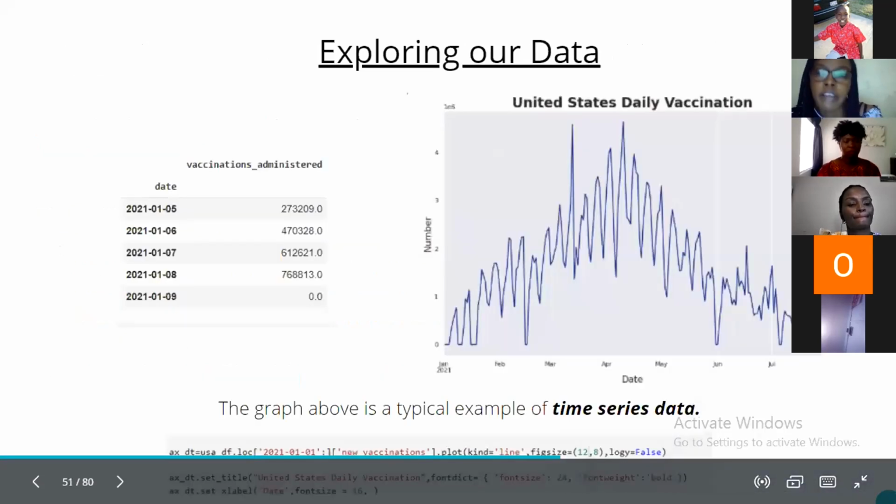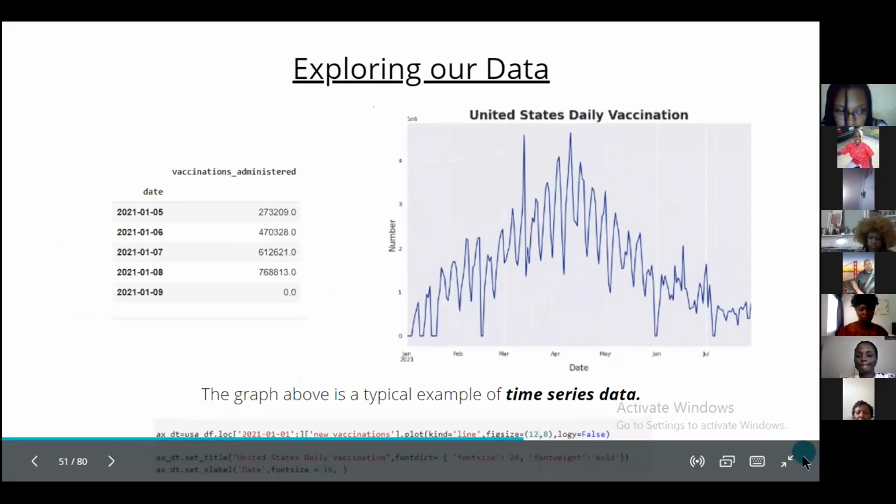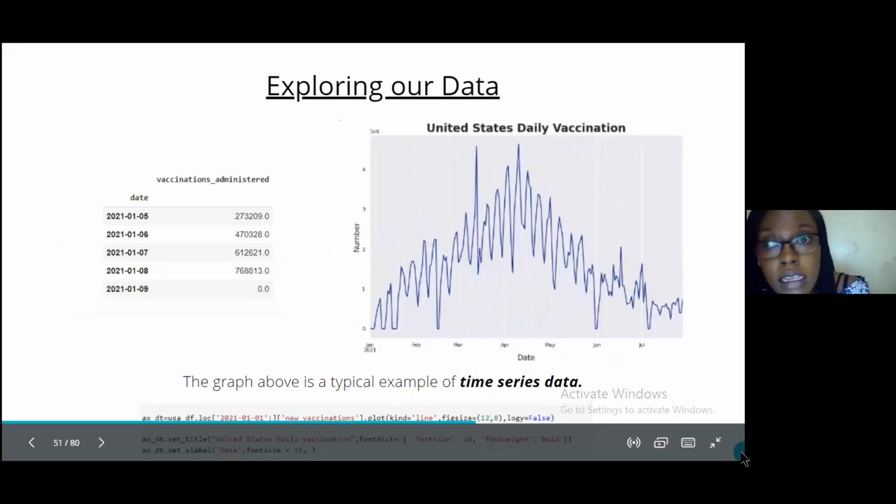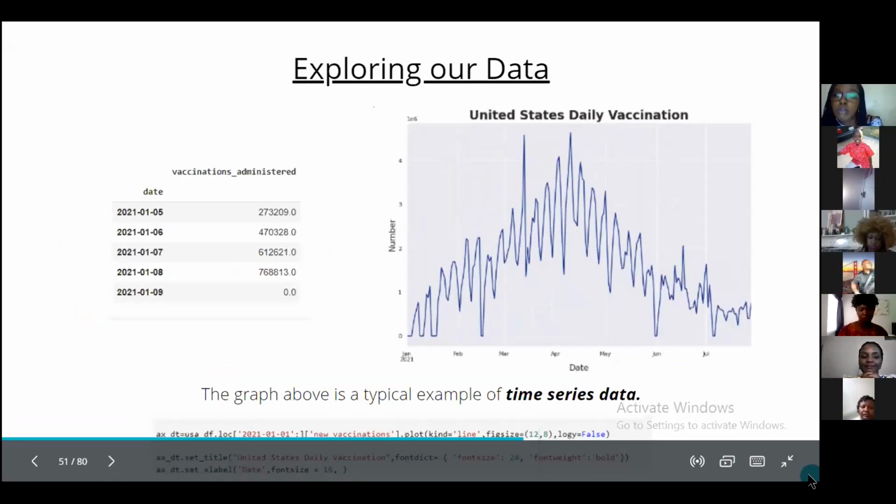So the first thing you need to do is understand the kind of data that you have. So this is our data. It's daily data. As you can see on the left, it's dates and the vaccinations administered on that particular date. And this is the shape of our data. This type of data is known as time series data. And time series data has a particular way in which you should analyze it, and through that analysis, you are able to make better predictions.